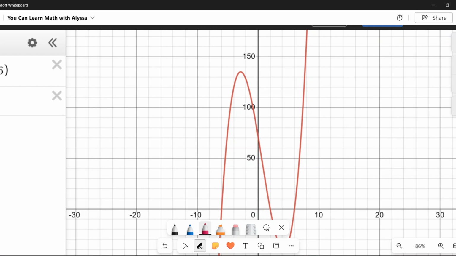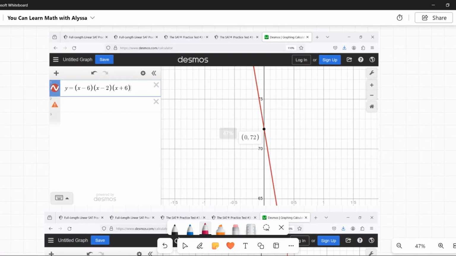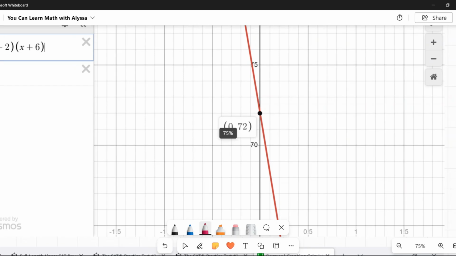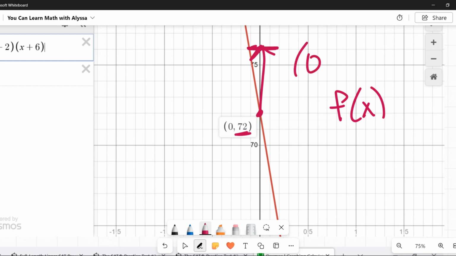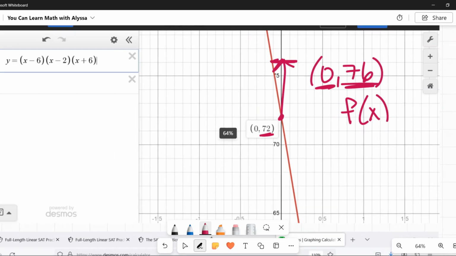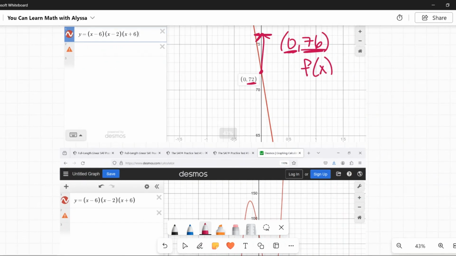So let's zoom in. I took a second screenshot of when I really zoomed in, and I got this: when x is 0 in my original f of x, the result is 72. And again, for g of x, every point goes up by 4. So if this were to go up by 4, I would get 76, and that 76 is what we want. The output. If I plug 0 in for x, what do I get? I get 76. So you can do this either way.